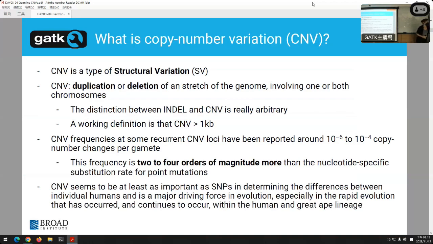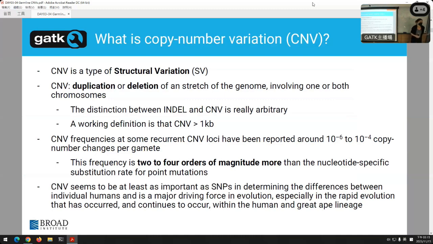And CNVs are duplications or deletions of a region of the genome. And you might ask, so we also have indels, small insertions and deletions. So where's the line between an indel and a CNV? And the answer is it's a little bit arbitrary. They're both some sort of deletion or duplication. So where do we draw a line? What we're calling an indel or a copy number variant?